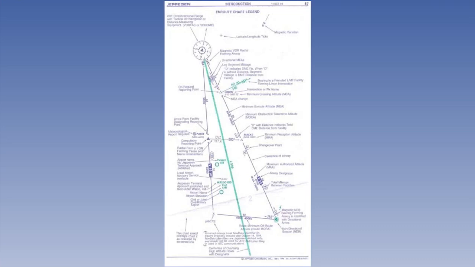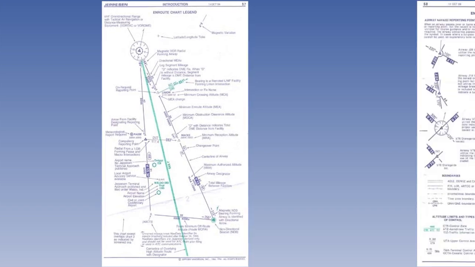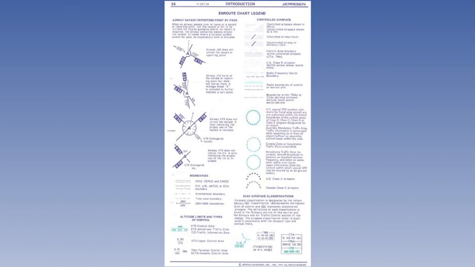Before starting this lesson, you are strongly advised to ensure that you have learned and understood the previous lesson on chart legends. It is important that you have studied page 57 of the Jeppesen manual and have put the symbols into context. If you are satisfied that you are ready to start, turn to page 58.